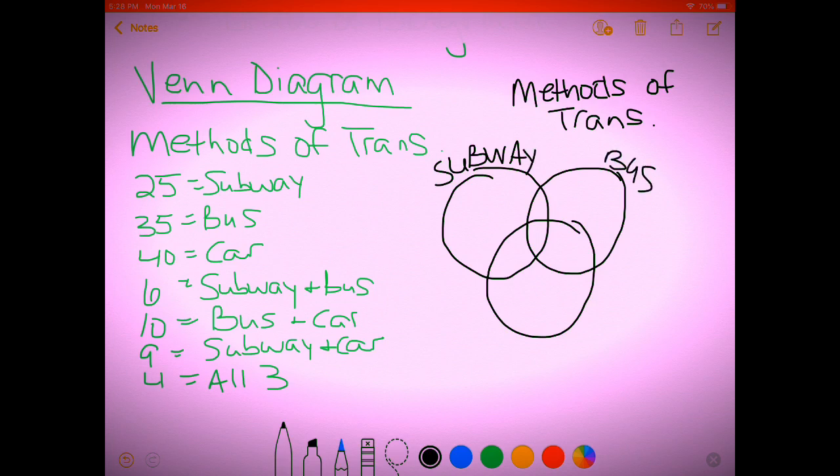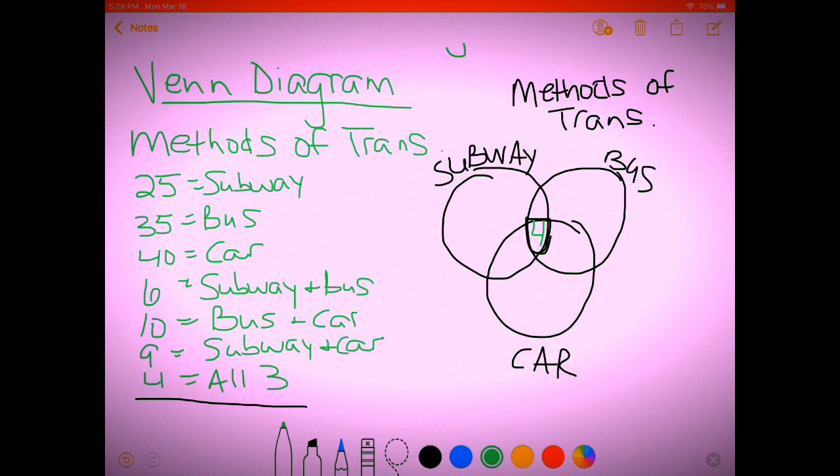This one's bus, and this one is car. Okay, we're going to start down here with the all 3. So the place where all 3 of these circles intersect is right here, and that's where we're going to put the 4. 4 people go there. They took all 3 methods of transportation.